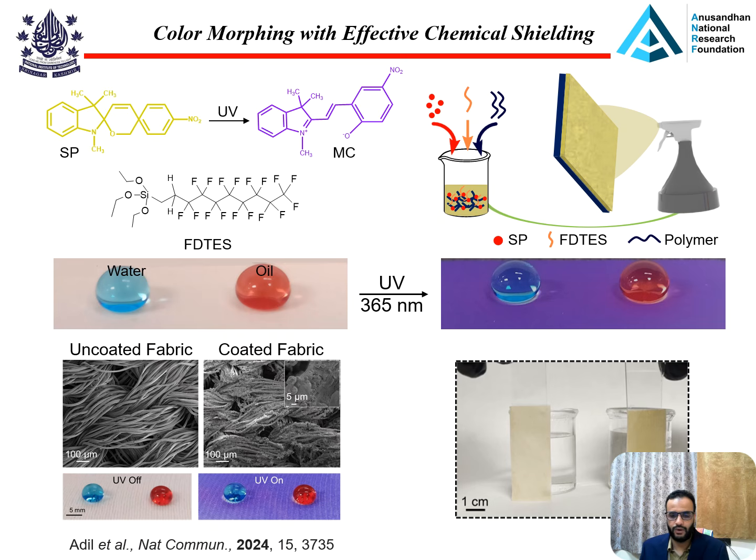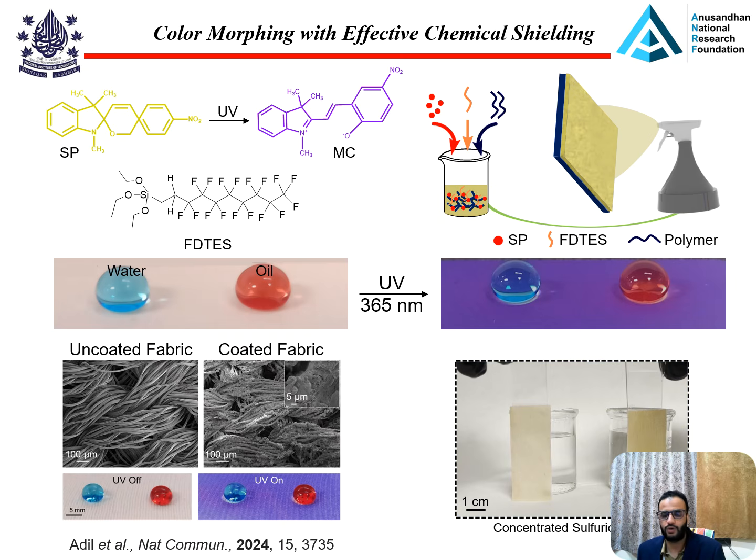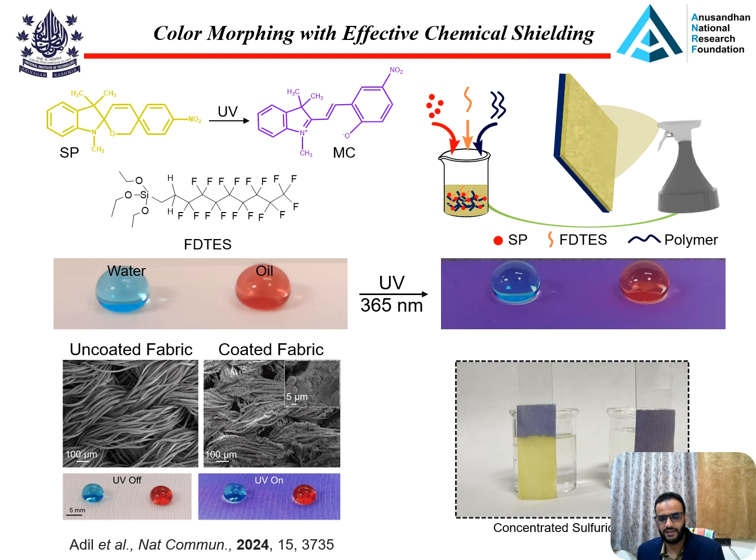However, here we want to demonstrate why this super omniphobic property is important for color morphing materials. As we can see here, when we expose photochromic materials, one with super omniphobicity and another without, the surface which is not super omniphobic compromises its color, whereas the surface which is super omniphobic retains its color morphing property. This shows that the super omniphobic property helps in preserving the color morphing property in presence of different harsh organic or aqueous liquids.